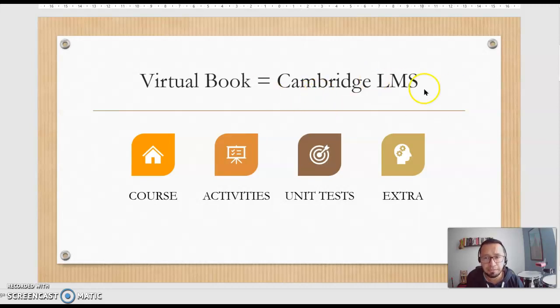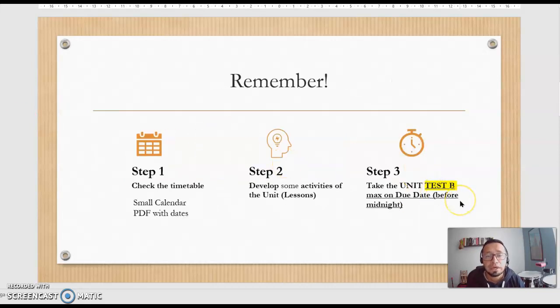Okay, this Cambridge LMS actually has many features and characteristics in the platform that we will learn how to use. It has course activities, unit tests, extra activities. Well, you will see. But I want to tell you how I will take it into account for the evaluation regarding the 15% that corresponds to virtual book. Okay, remember step by step. Step one, check the timetable.